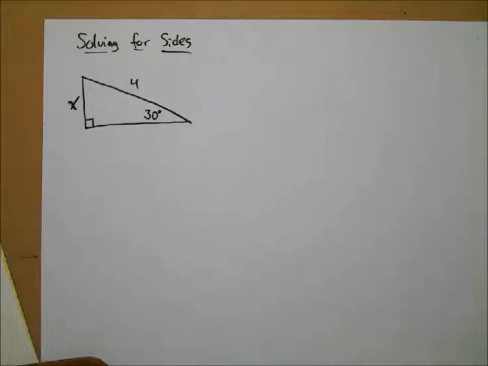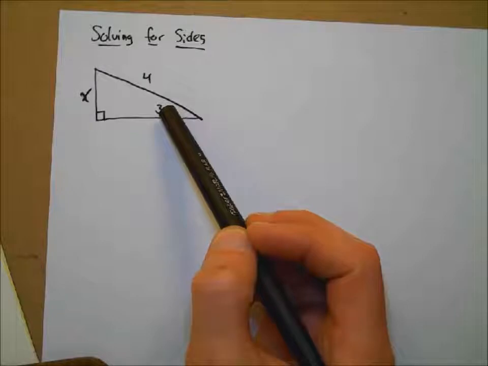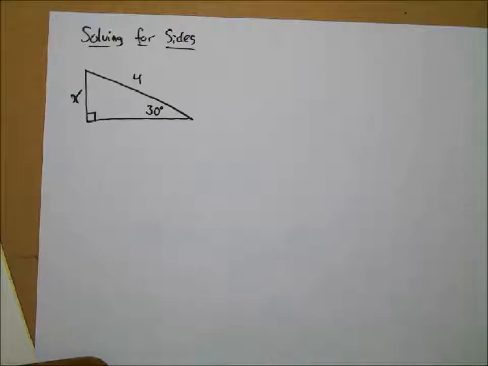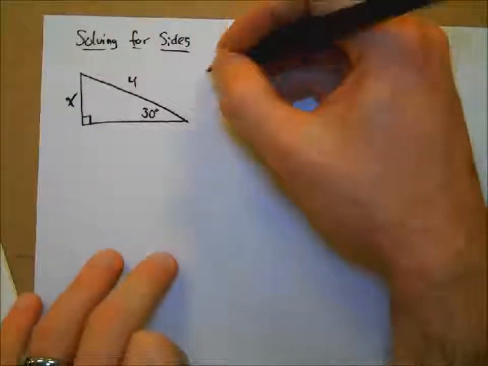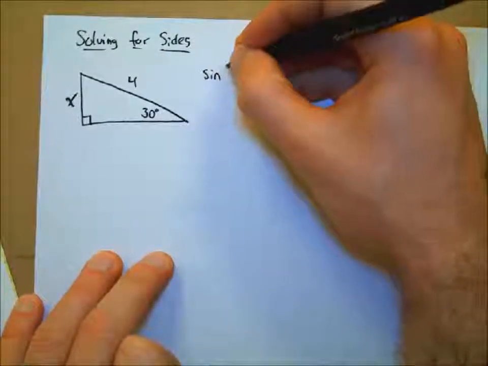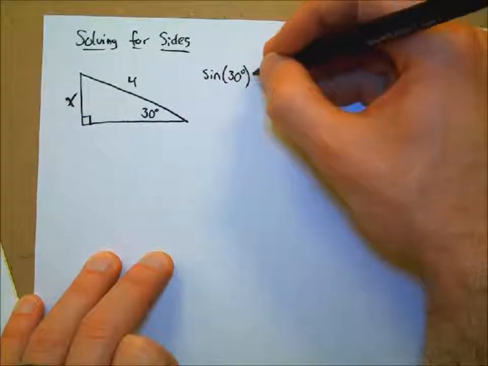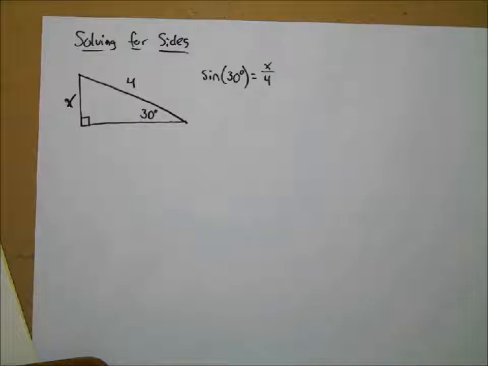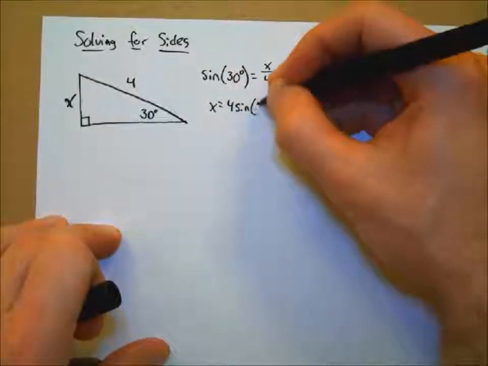We're missing the leg adjacent to the 30 degrees. So we can't use cosine, because cosine requires the adjacent leg. We can't use tangent because tangent also requires the adjacent leg. So we can use sine, because we have the unknown opposite leg and the hypotenuse. The setup would be sine of 30 degrees equals the opposite leg, x, over the hypotenuse of 4. To solve for x, we multiply both sides by 4. x is precisely 4 times the sine of 30 degrees.